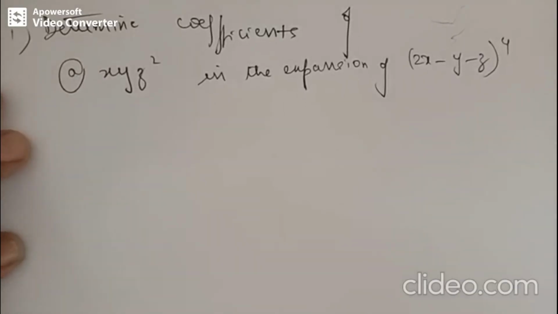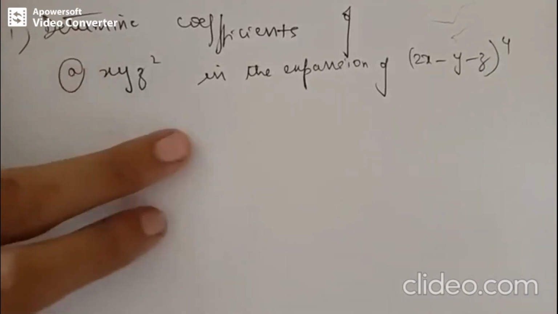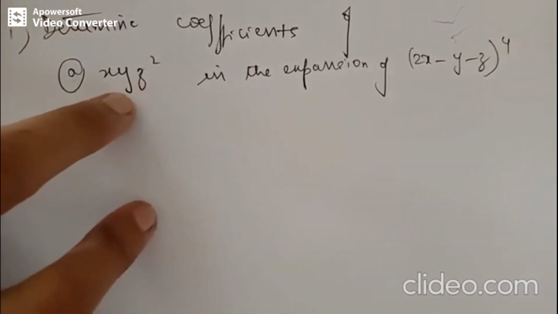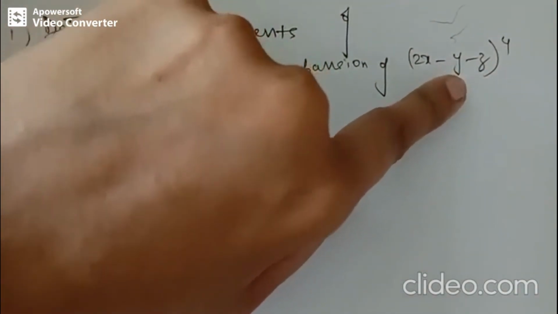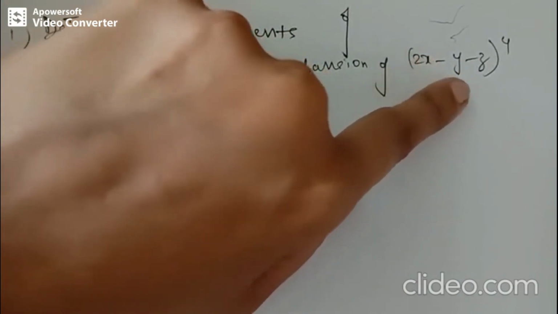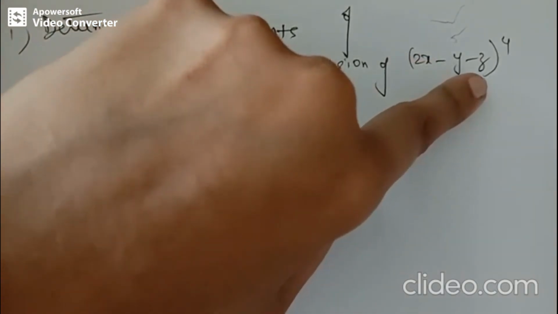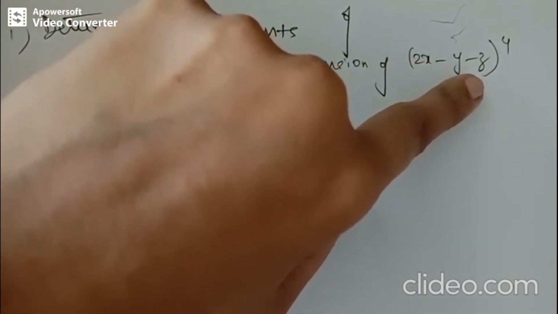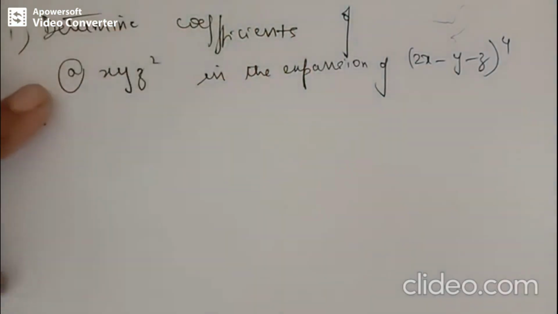So let's take another problem related to multinomial theorem. Given the question, we are supposed to determine the coefficient of x y z square. So we have to look into this portion and the expansion of this term. When you observe this term, it contains more than 2 terms, that is we have got 2x as the first term, y as the second term and z as the third term. So it basically groups under multinomial theorem. So we have to expand this based on multinomial theorem. Here the value of n is 4.